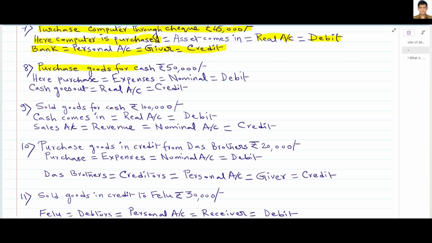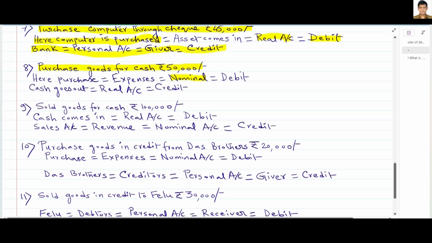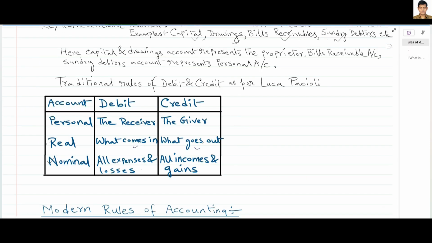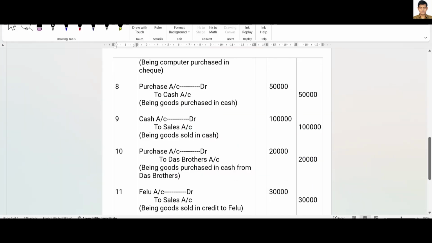Purchase goods for cash rupees 50,000. We all know that purchase is an expense, and all expenses come under the nominal account, and as per the nominal account rule, all expenses and losses are debit. So purchase will be debit, and cash is an asset and it comes under real account, and here the cash is going out, and as per the real account rules, what goes out is credit. So cash will be credit. So here is the journal entry: purchase account debit to cash.